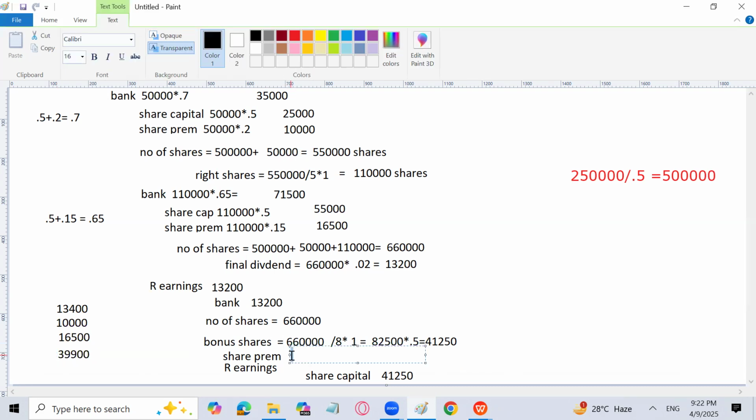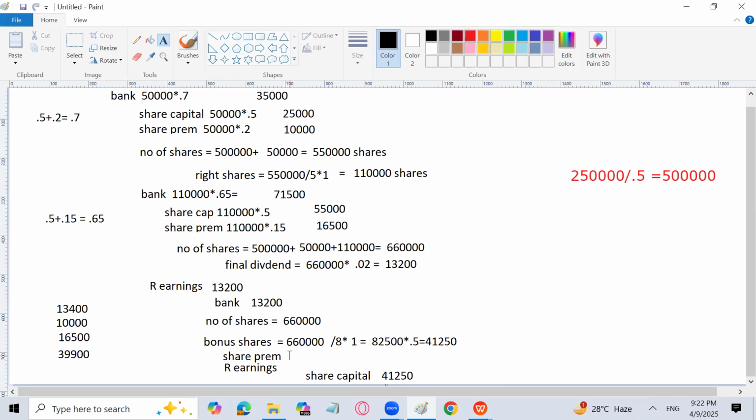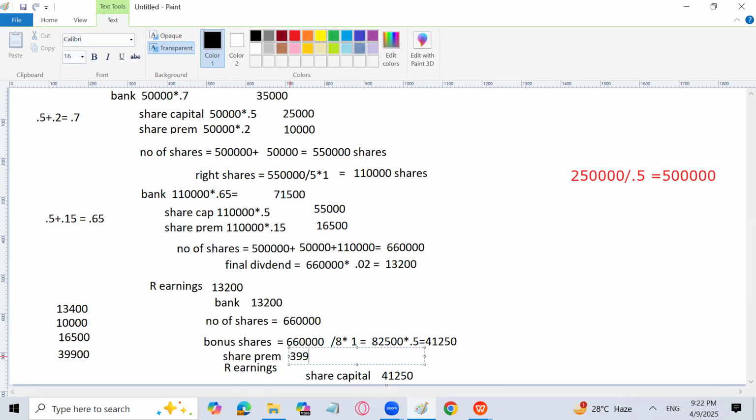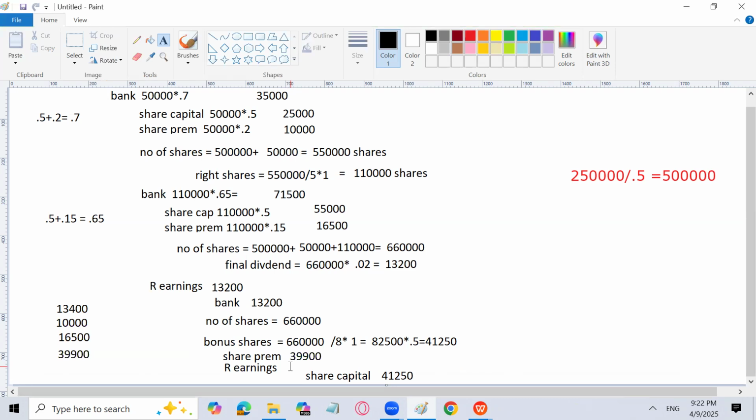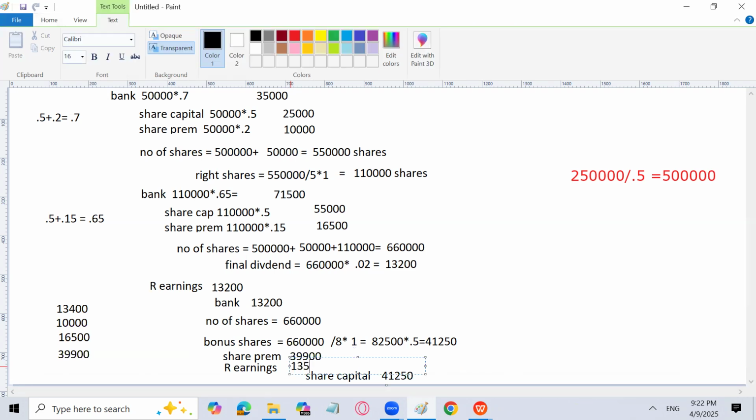So we'll take out 39,900 from the share premium account, and the remaining amount from 41,250 will be taken from the retained earnings, that is 1350. So 1350 will be debited or taken out from retained earnings, and the remaining amount will be taken from share premium, because we have share premium of 13,400 at the start.